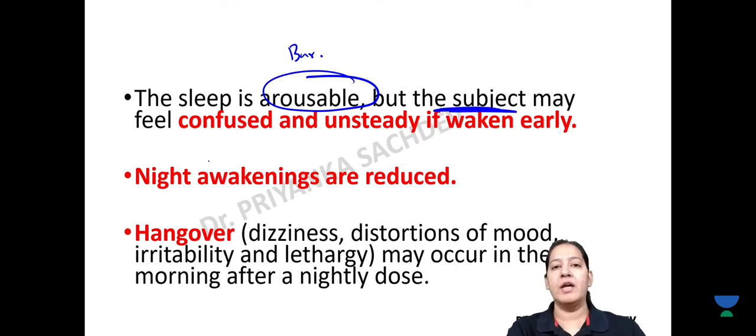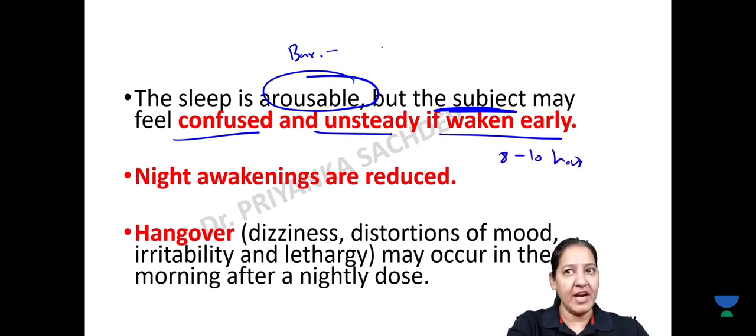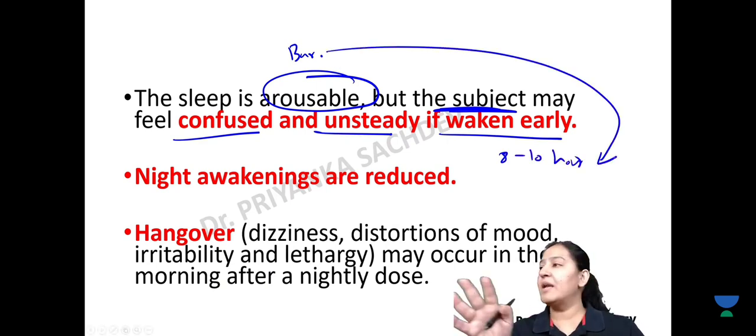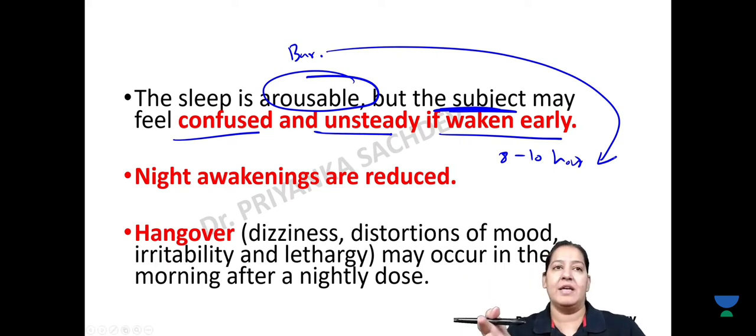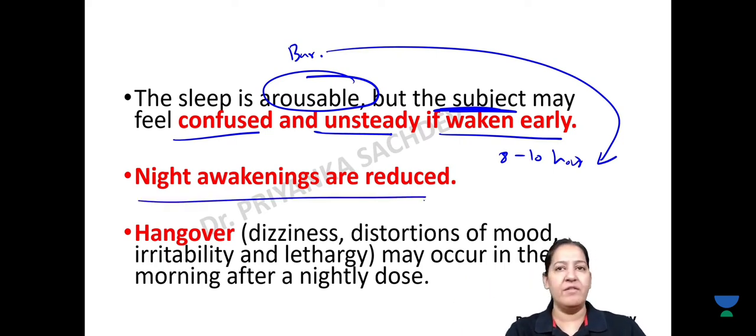If you shout the name of the person, Ram, Sham, please get up, get up, get up, if you call him, if you shake him, he will get up, but he will remain confused and unsteady if woken early. Before 8 to 10 hours, if you arouse the patient after taking a tablet of barbiturate, he will remain confused. Night awakenings are reduced. He will not get up in the night. He will sleep continuously for 8 to 10 hours.